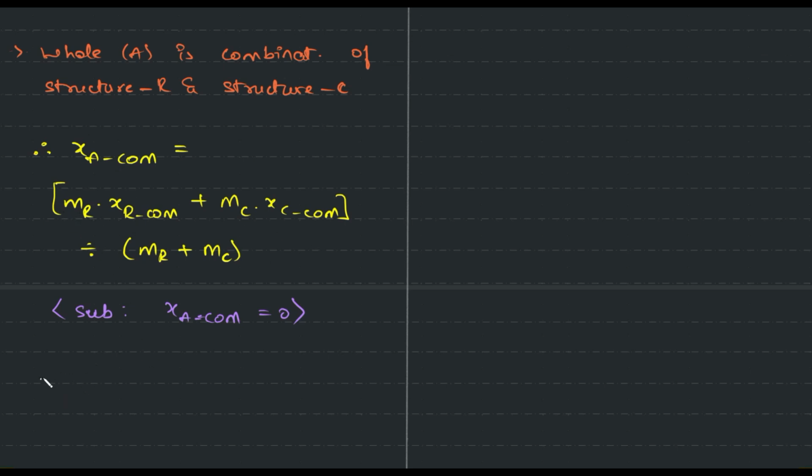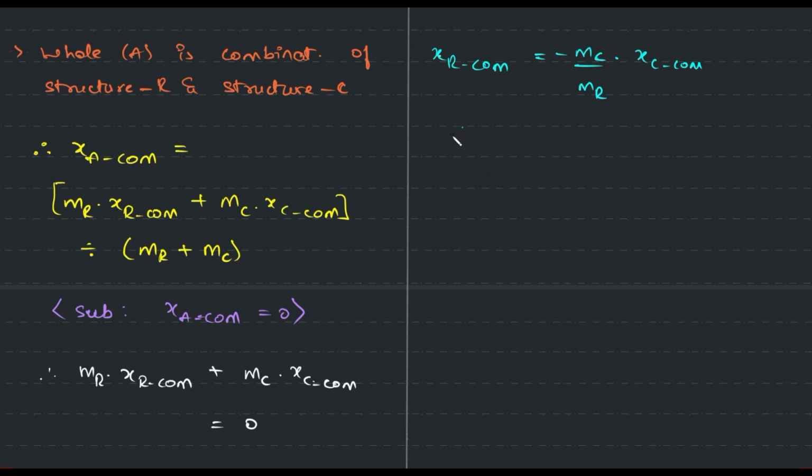So here too, therefore, mr xr com plus mc, the cutout part, these two should add up to 0. You guys agree? Since I'm trying to figure out xr com, I'll just rearrange this a bit. So minus mc by mr into xc com. Again, remember, we know this, we don't know this.